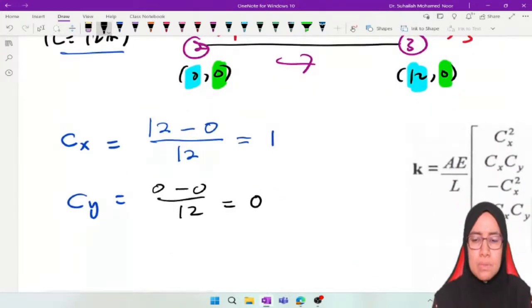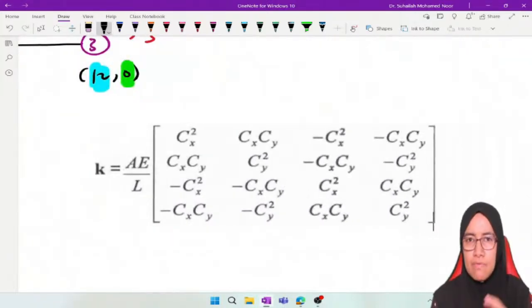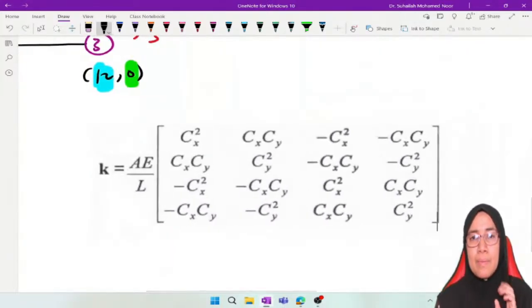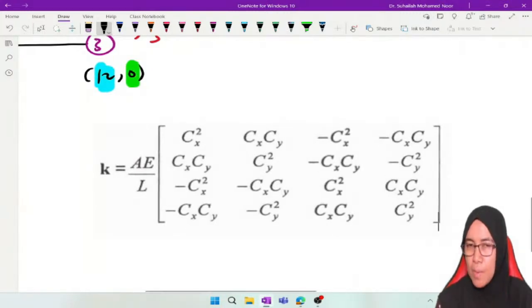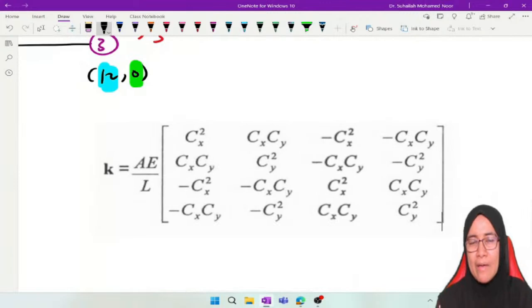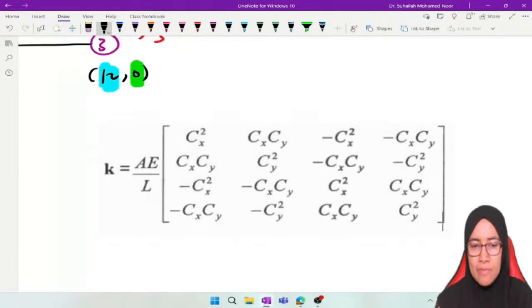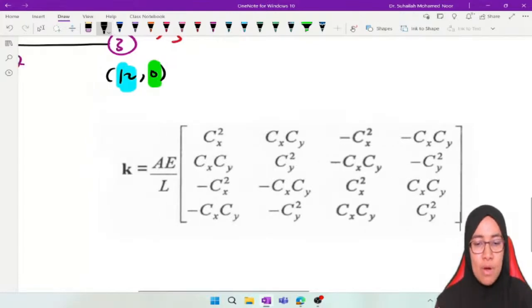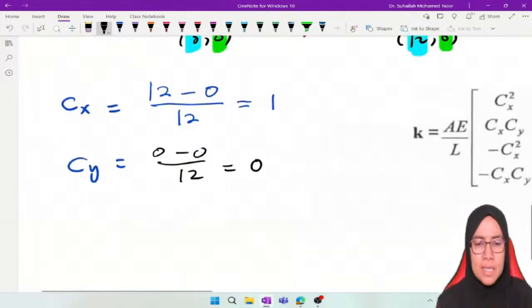Now we want to substitute into the formula. This is the formula. Remember, do not write the formula, just put the answer. Cx square, Cx Cy, all these values, we have to divide by L. And just keep the answer in terms of AE. We don't have to put the AE value, just give the answer in AE form.